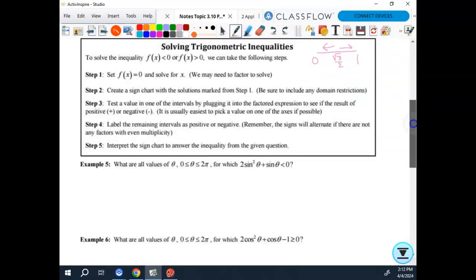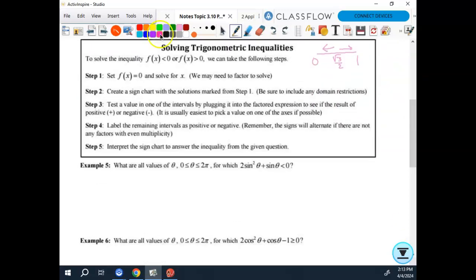These steps are literally the exact same steps that we had before. You set it equal to 0, and you factor if you have to. You create a sign chart. Then you test positive and negative. You label them, and then you interpret. Same thing. But here's the catch.